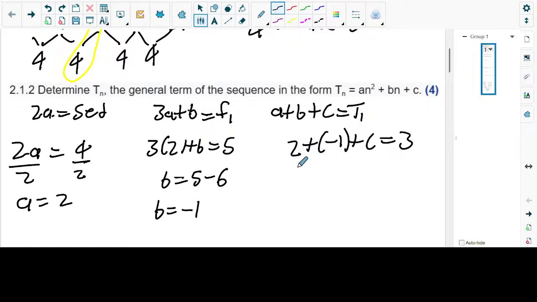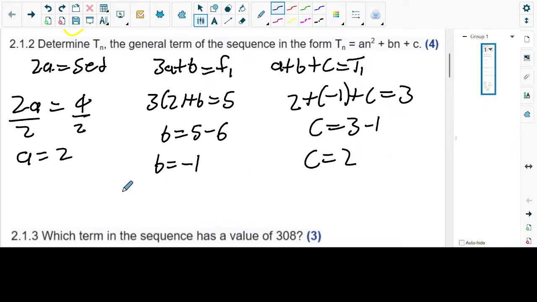2 minus 1 is 1. And then c is equal to 3 minus 1. By which our c is 2. Therefore, a is that filling.